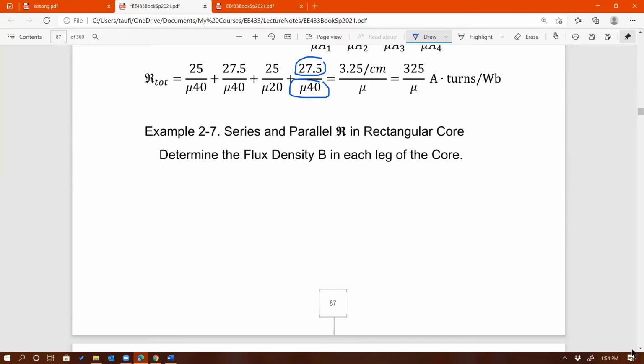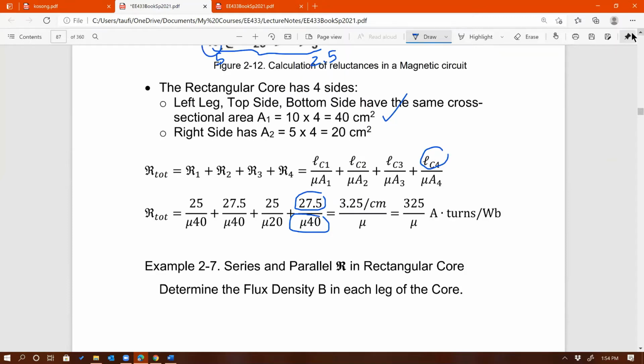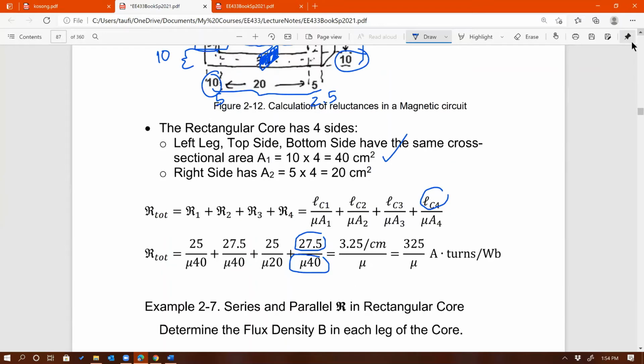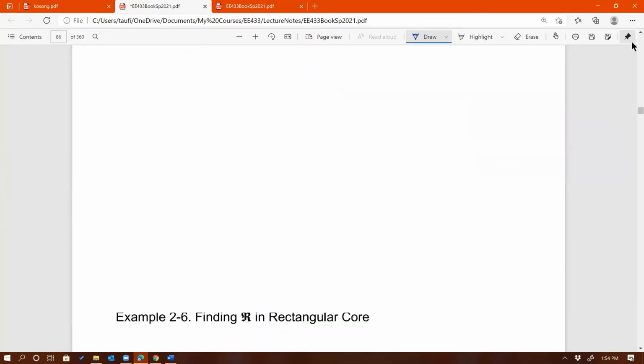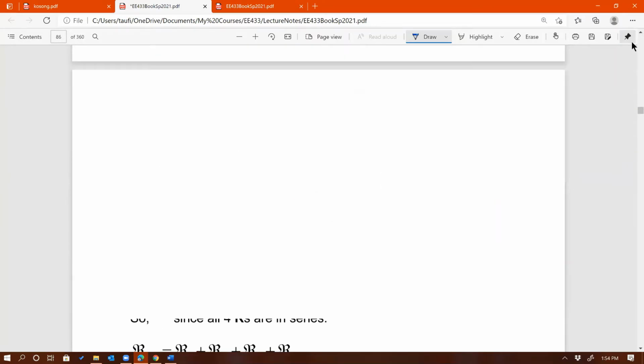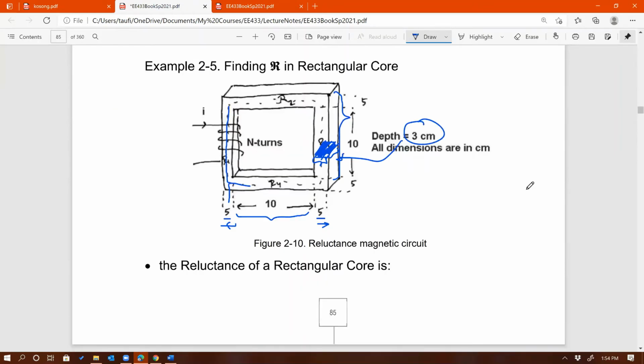I actually do have a question. Yeah, go ahead. Is there a reason that in this last example, it was converted to meters, but not in the previous example? I didn't notice that. Hang on.